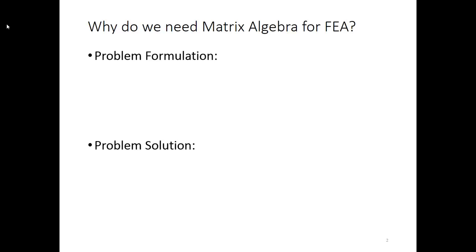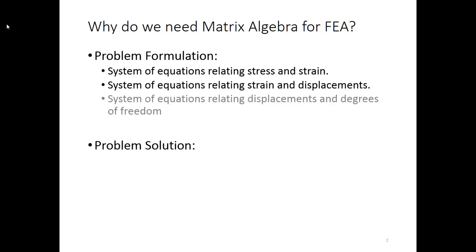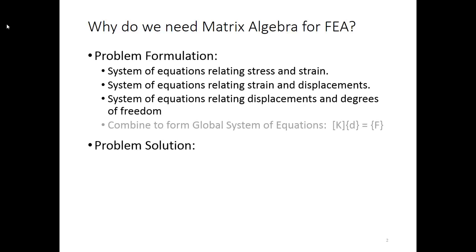once it's formulated. When we're formulating the problem, we need to come up with a system of equations that relate stress and strain. We need a system of equations relating strain and displacements, and we need another system of equations that relates displacements and degrees of freedom. I'll talk more about degrees of freedom later. We're going to put all of those together to form something called a global system of equations, which has a global stiffness matrix, the K listed in this equation.